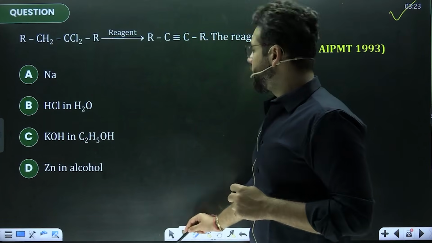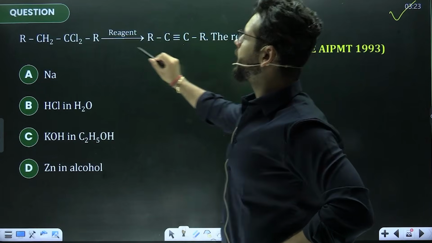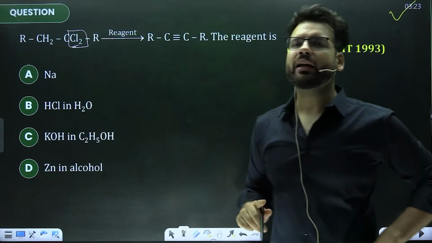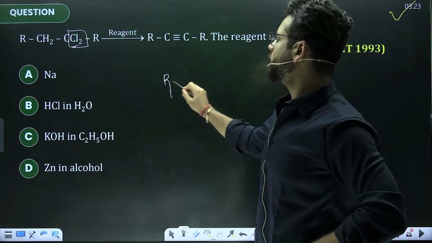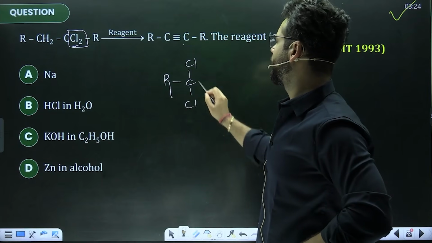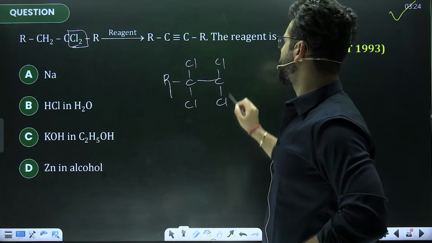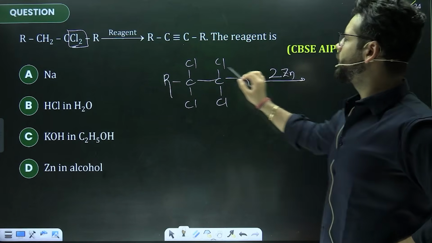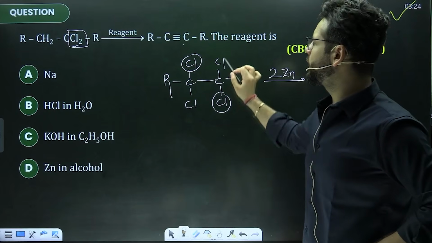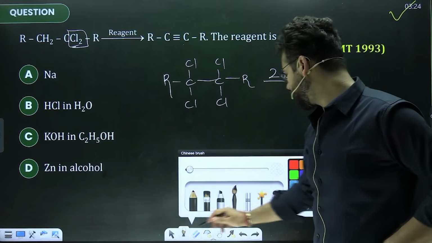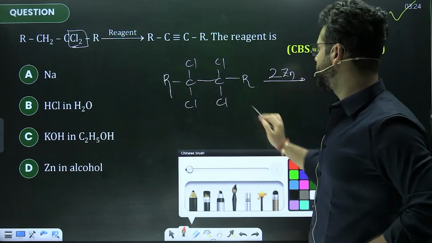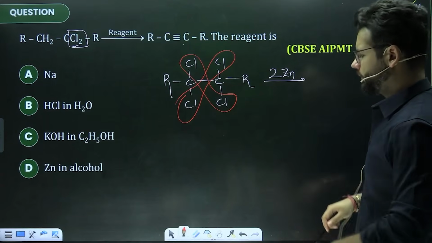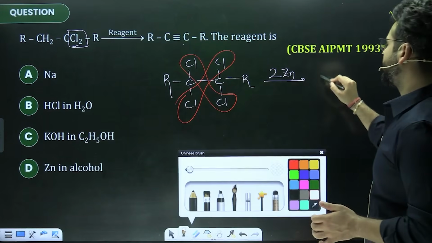Next one. Which reagent gives you alkyne? I can see it's a dihalide, not a tetrahalide. If it was a tetrahalide, I could use zinc 2 times. Zinc will take out ZnCl2 first time like this, anti-periplanar. Second time like this. And I can get the alkyne if it was a tetrahalide.